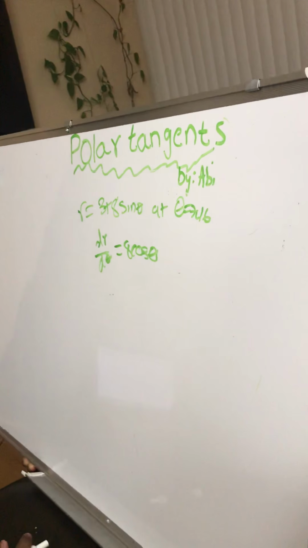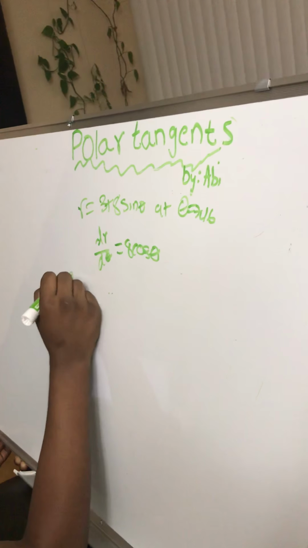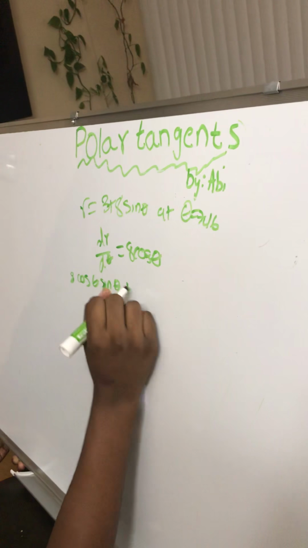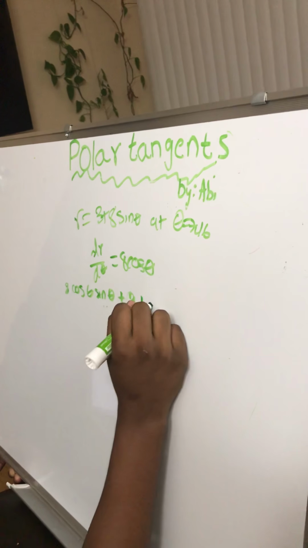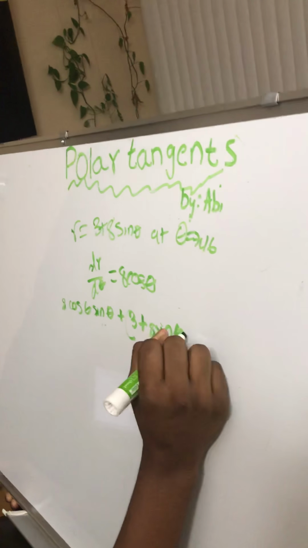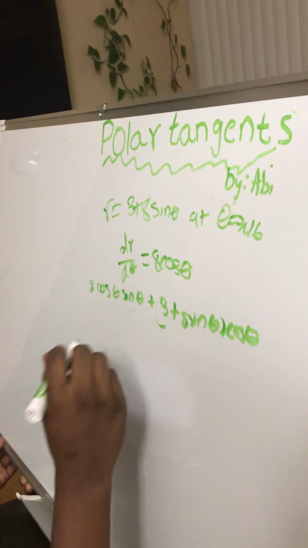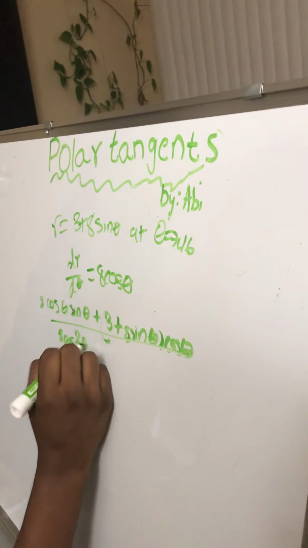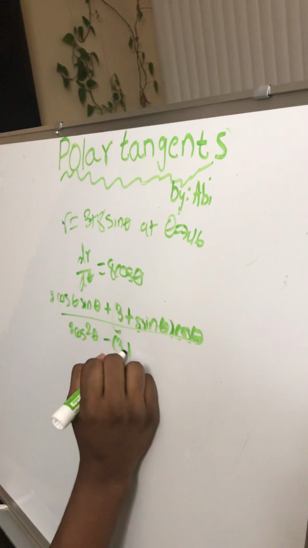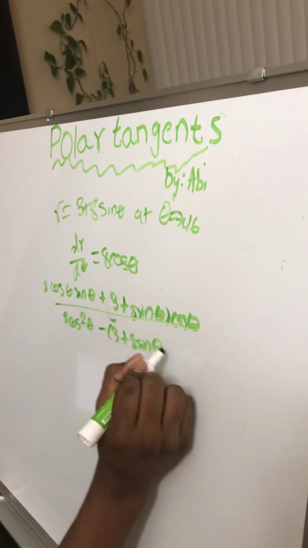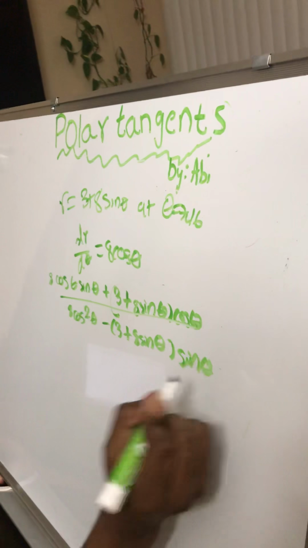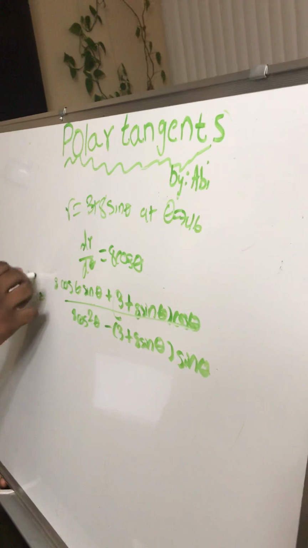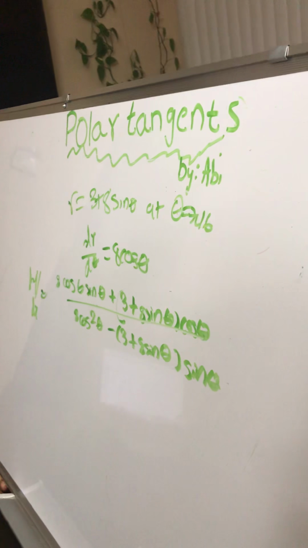This is going to get long. I'm going to kneel down real quick so I can get all of this in. 8 cos theta sine theta plus 3 plus 8 sine theta cos theta, and that's going to be over 8 cos squared theta minus 3 plus 8 sine theta times sine theta. This is just the derivative of this function. This is dy dx in this case. And let's move on to the next step.